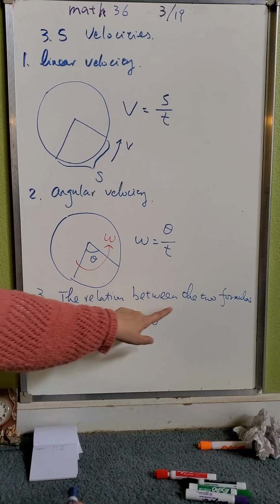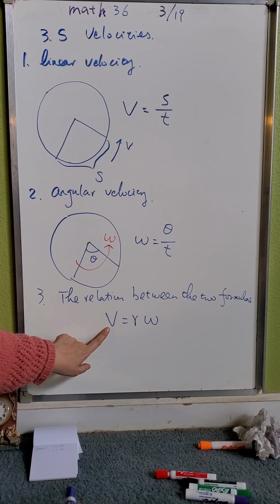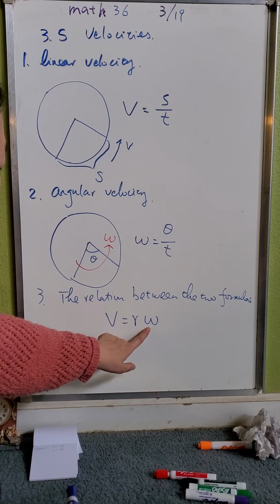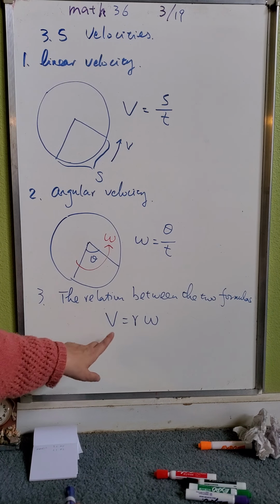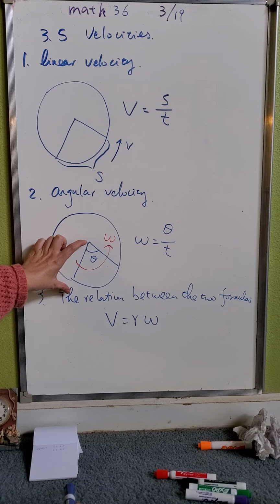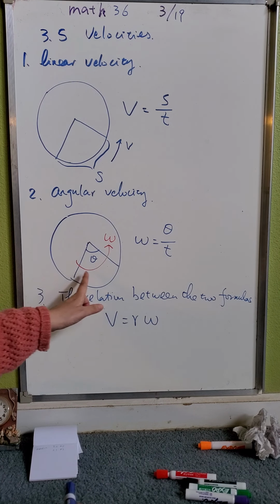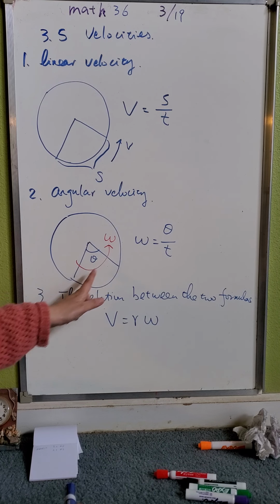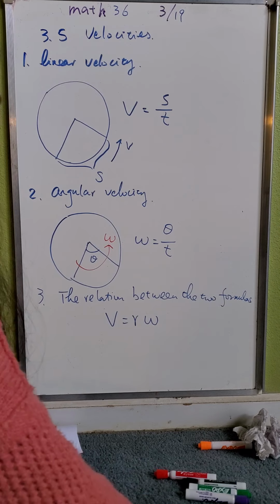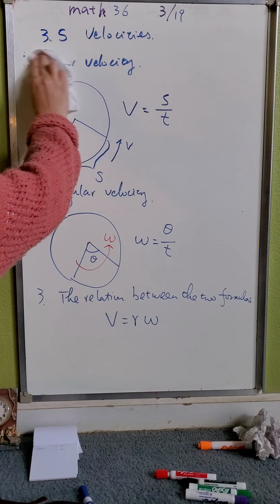The relationship between these two formulas: the linear velocity is just equal to the radius times the angular velocity. So the longer the radius, the bigger the velocity. So that's the three formulas. Now we're going to use the three formulas to do some examples.